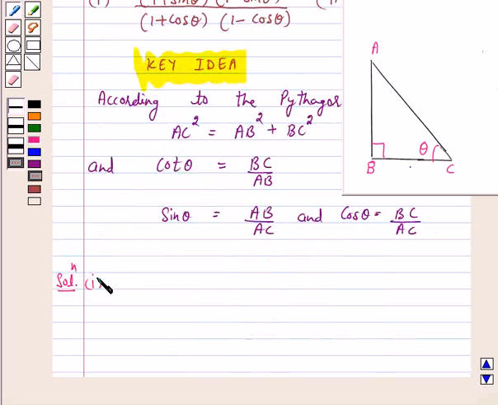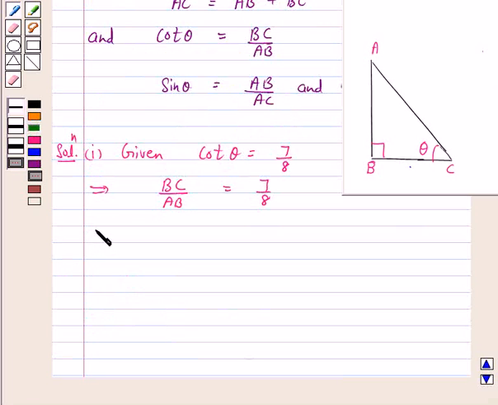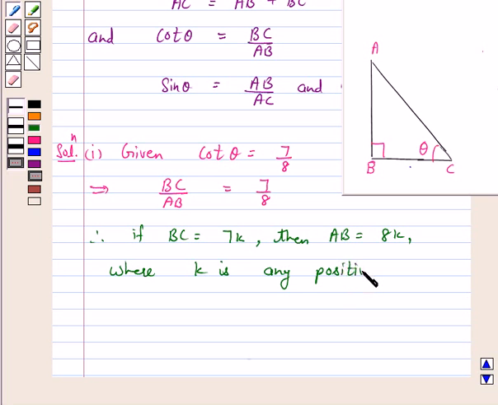Part 1. Now we have given cot theta is equal to 7 upon 8. This implies BC upon AB is equal to 7 upon 8. So this implies if BC is equal to 7k, then AB is equal to 8k, where k is any positive number. So BC is equal to 7k and AB is equal to 8k.